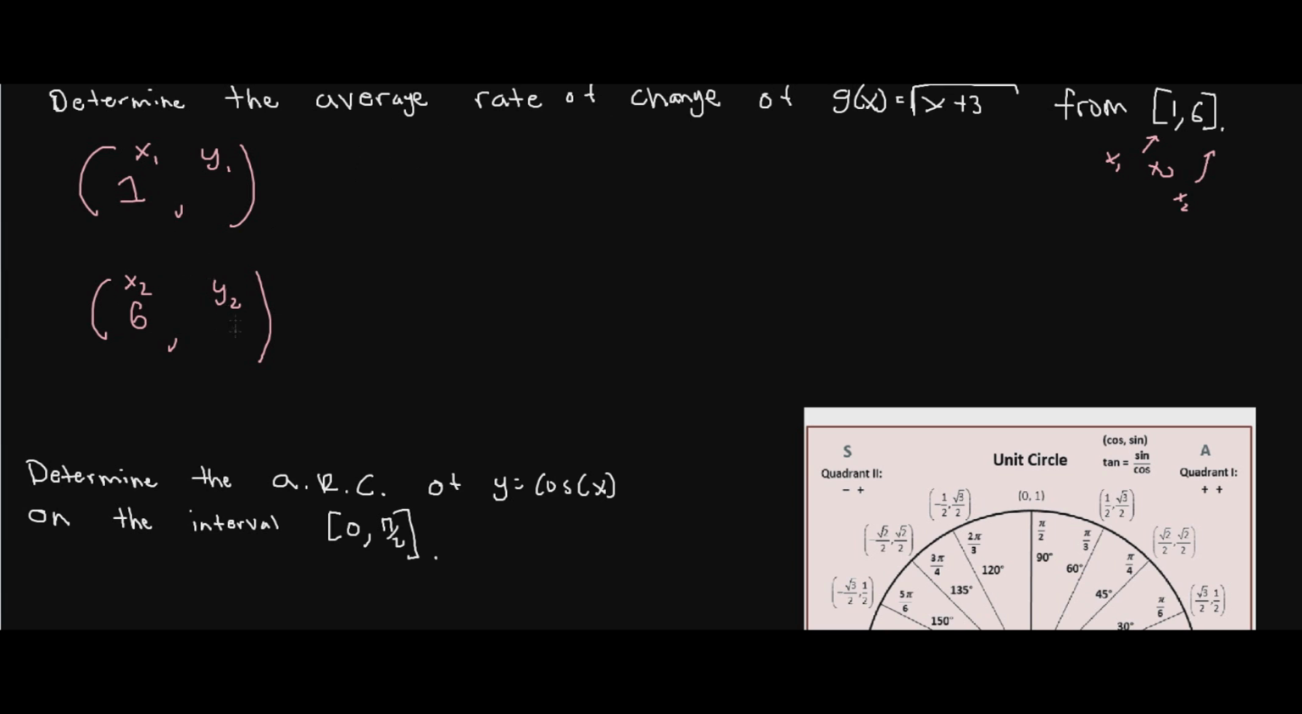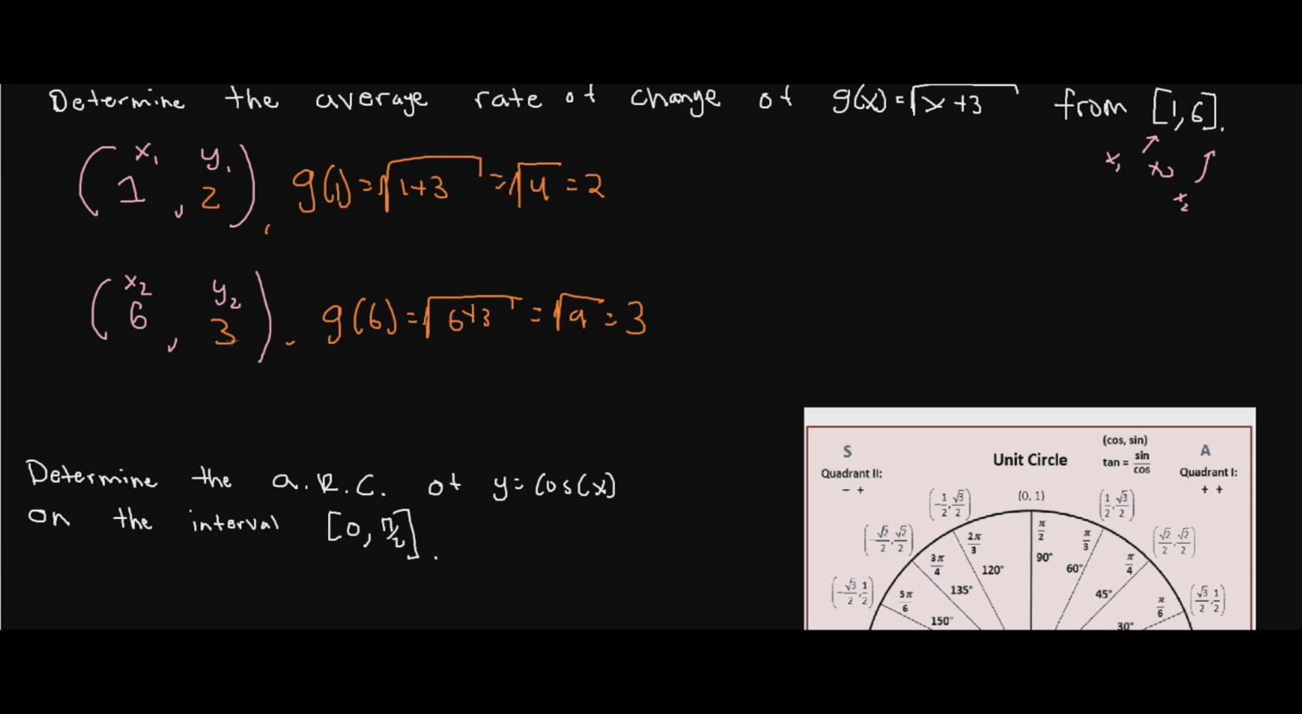How do I find my y values for these? Well, plug it into your function. So g of 1 is equal to the square root of 1 plus 3, which is the square root of 4, which is 2. So let's put 2 here. And over here, g of 6, plug it into the equation, 6 plus 3, and we get the square root of 9, which is 3. So let's put 3 in here.